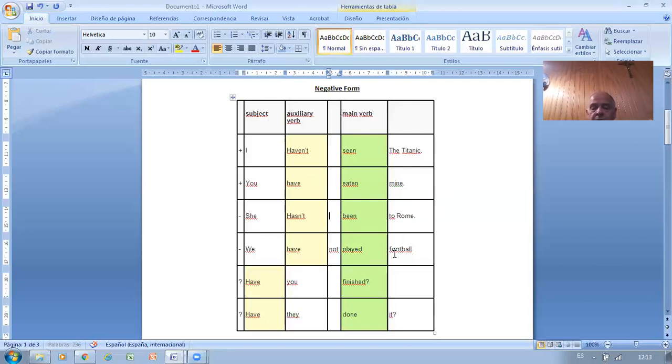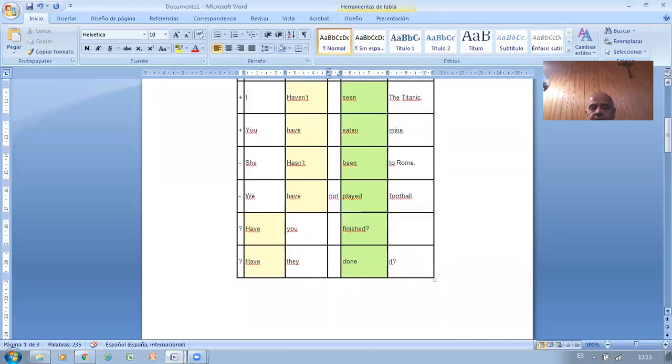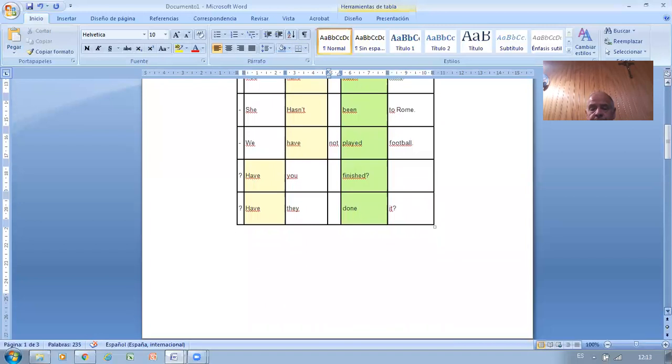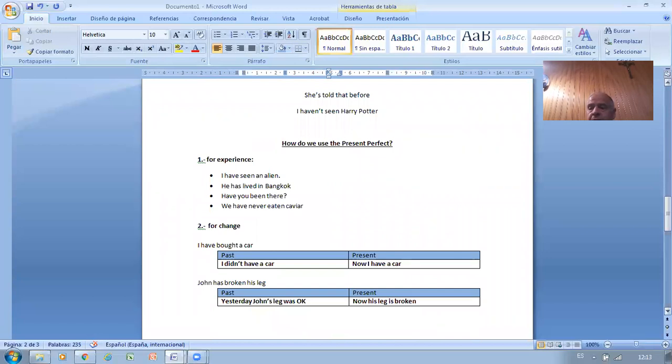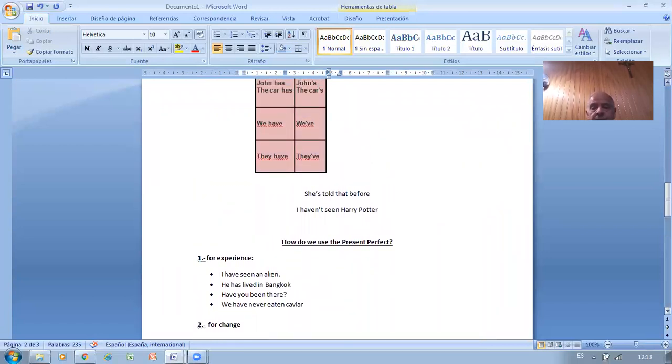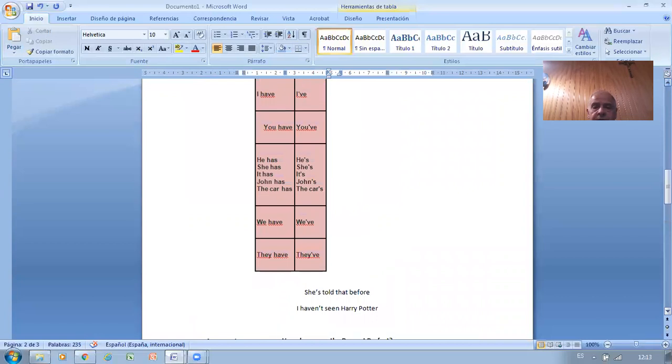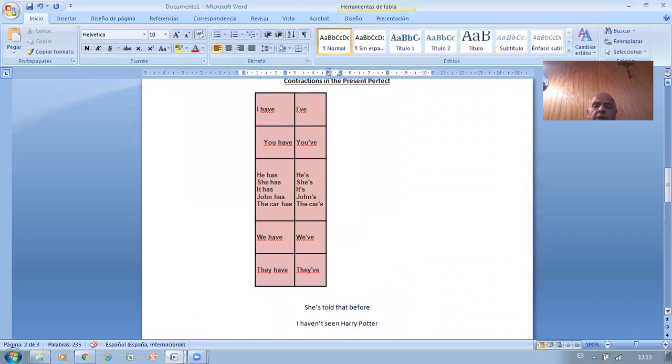Now, what happens with the question? With the question, have, remember that is an auxiliary verb, so it can be moved to the beginning, and then you ask the question. Have you finished? Have they done it? So that's the way it works in the present perfect. You can also have contractions. These are the contractions for the present perfect.